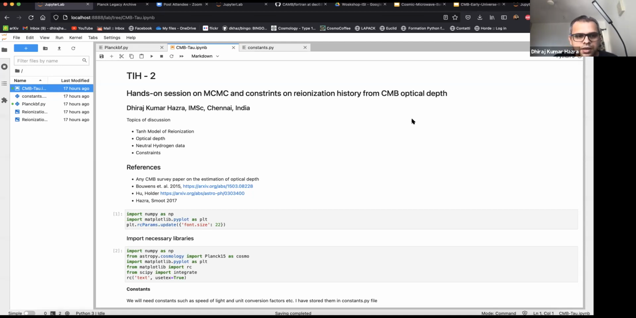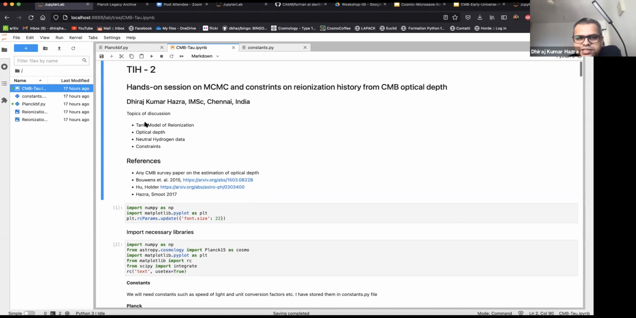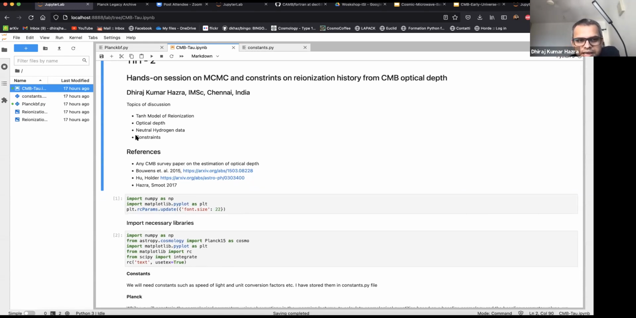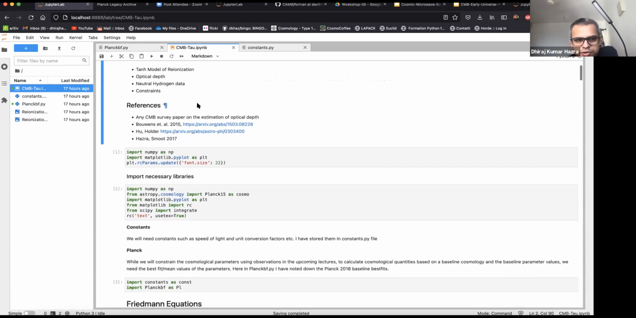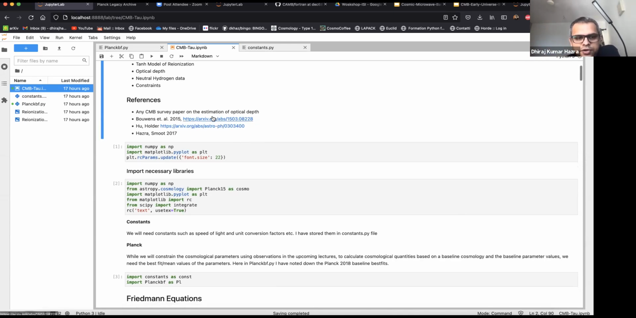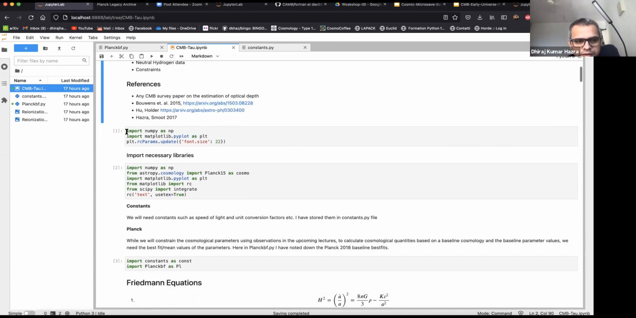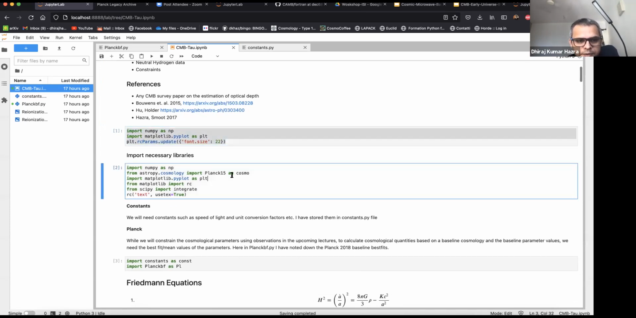Good. So we are going to discuss the tanh model of reionization, optical depth, neutral hydrogen data, and constraints. Neutral hydrogen data is something that Professor Tirthankar Roy Choudhury is going to discuss anyway, or he has already discussed this, so I am not going to go into that. But this is important because I am going to use that here. Neutral hydrogen data means basically how much neutral hydrogen you have at different redshifts using different probes. Okay, Lyman alpha forest, Lyman alpha emission. There are different probes, gamma ray bursts.